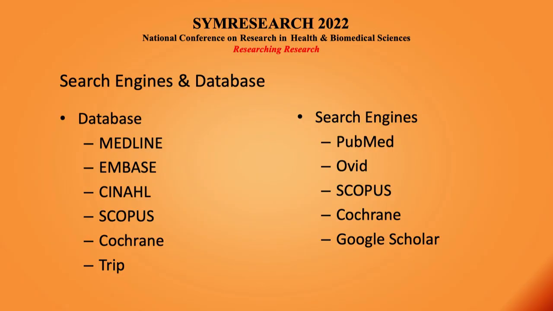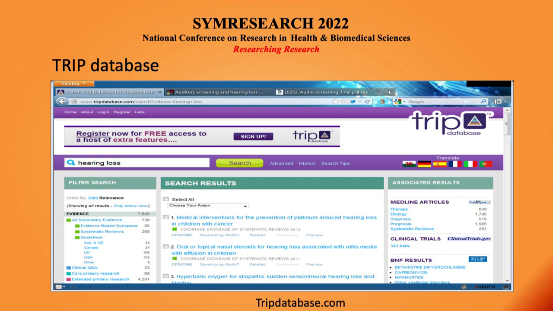So I just want to know how many of you know about reference managers. I basically use EndNote, Zotero, Mendeley; these are the reference managers. These are different kinds of databases like Medline, Embase, CINAHL, Scopus, Cochrane and TRIP. And these are different search engines: PubMed, Ovid, Scopus, Cochrane and Google Scholar. These are a few snapshots of the TRIP database, where you can search different kinds of papers, see the papers, and also build different kinds of search strategies.